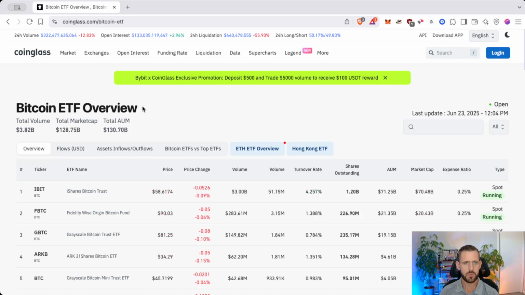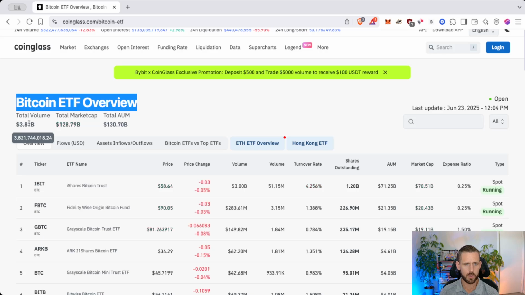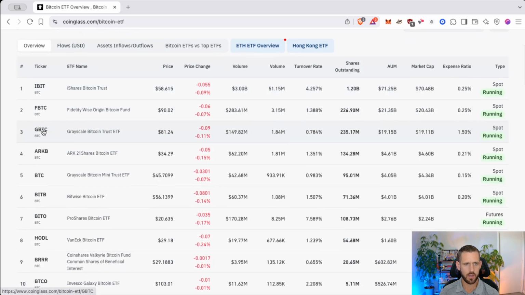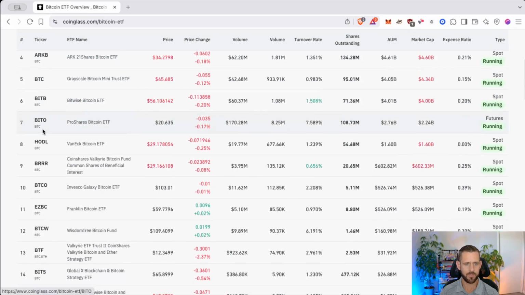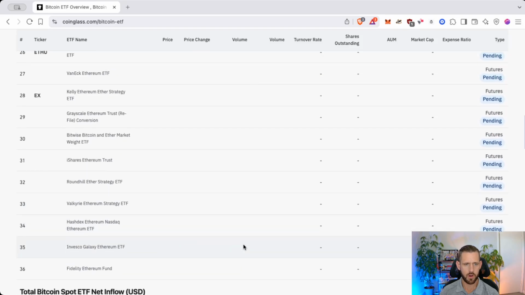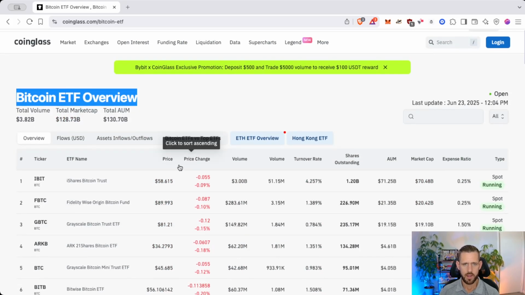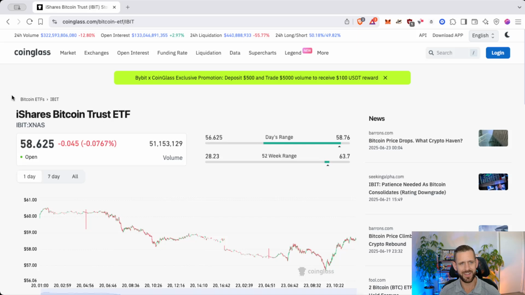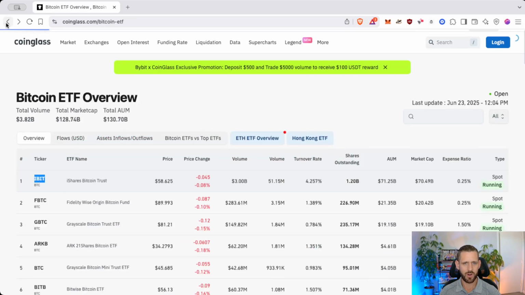So the first page you'll be on is this Bitcoin ETF overview, talking about the total volume, total market cap, total assets under management. And it'll let you know the different tickers of each Bitcoin ETF. You can see all these. There's about 19 on the front page, but there are a few other ones lower. And you can see at what price these are trading. For example, BlackRock's IBIT. Sorry for my cat's tail there. You can look at the price that it's trading at. You can see the volume and so on and so forth.